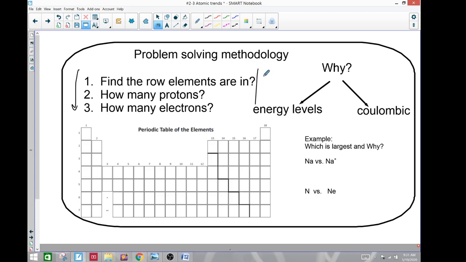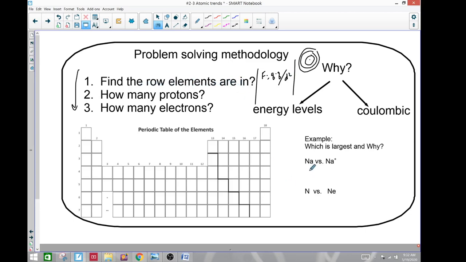One is Coulomb's law. Force equals the charge times charge divided by distance squared. And the other is the idea generally of Bohr diagrams and how electrons fill in around atoms. Number of electrons and energy levels. Those 2 things together, you have everything figured out. So the first thing we look at here is find the rows the elements are in.